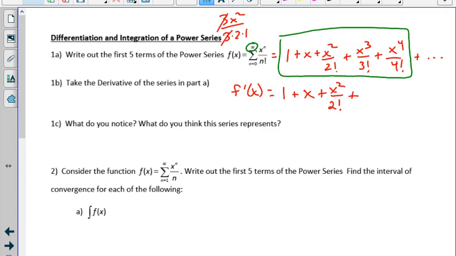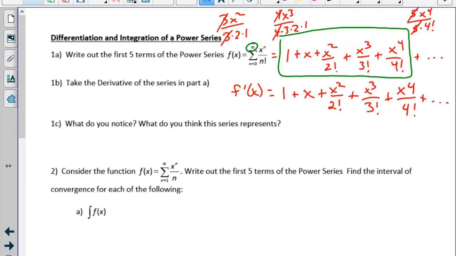And now if I take a look at the term x to the fourth, I get 4x cubed over 4 factorial, which is 4 times 3 times 2 times 1. The 4's will cancel. I'll end up with x cubed over 3 times 2 times 1, which is 3 factorial. And let's just take the x to the fifth term. So that'd be 5x to the fourth when I take the derivative over 5 factorial, which is 5 times 4 times 3 times 2 times 1. Those cancel. I end up with x to the fourth over 4 factorial.